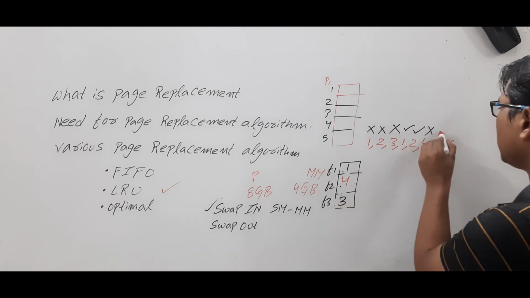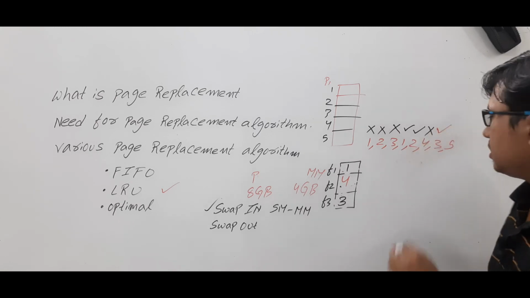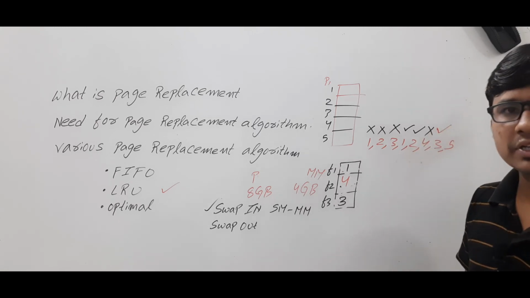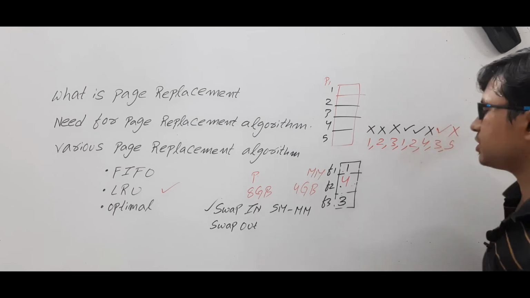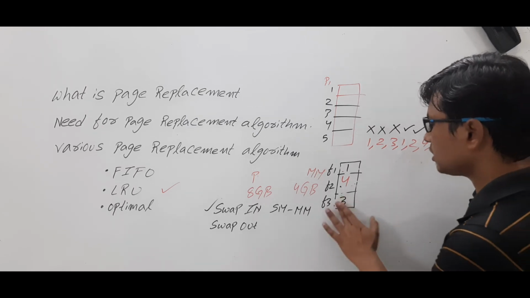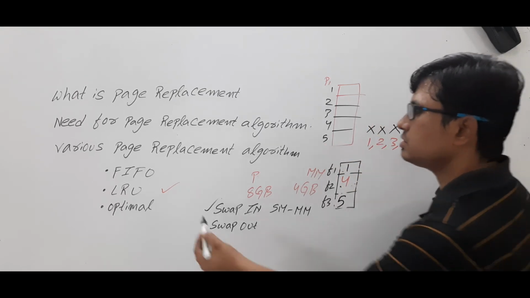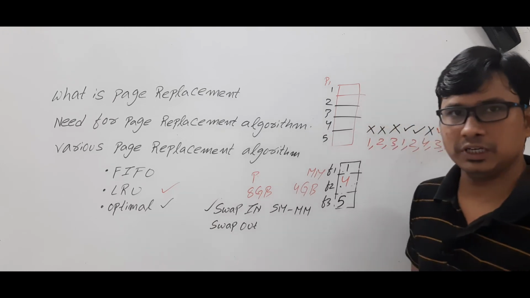Now the CPU wants page number 3. It is available in the main memory, so it is a page hit. Now the CPU is searching for page number 5. It is not available, so it is a page fault. So it will look at the future references. There is none, so you can remove any one of the pages and load page number 5. So this is about the optimal page replacement strategy.